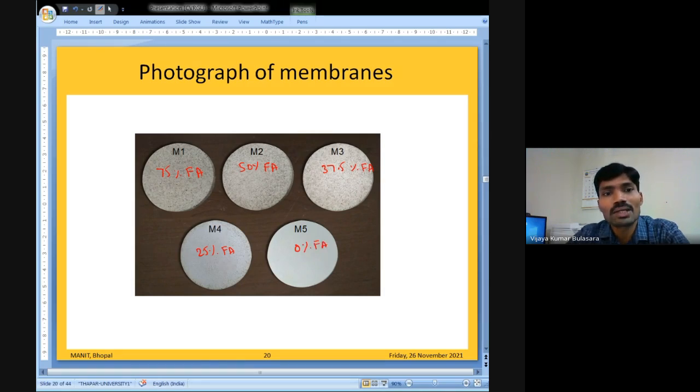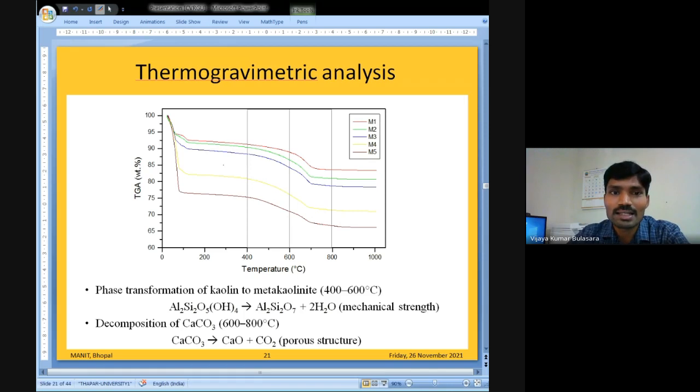When you use fully fly ash, a grayish texture is observed, and with kaolin only, without any fly ash, the membranes did not have any texture on them. They are white in color. This is only for physical observation. Thermogravimetric analysis of these 5 sets of membranes is done. M1 is the fly ash based membrane, the topmost line, and M5, the bottommost line, is the kaolin based composition.